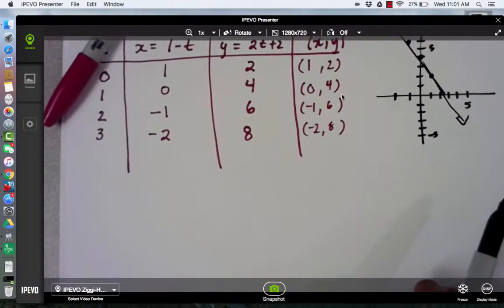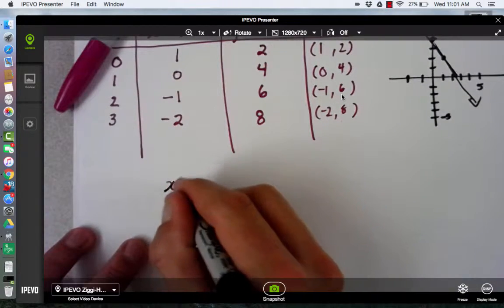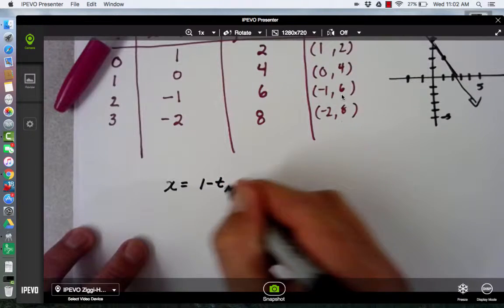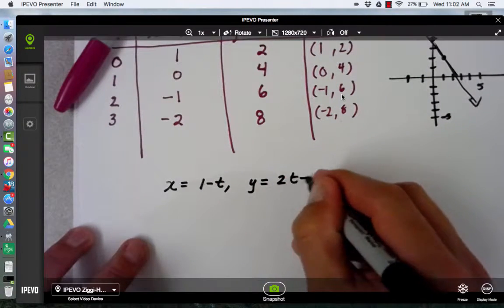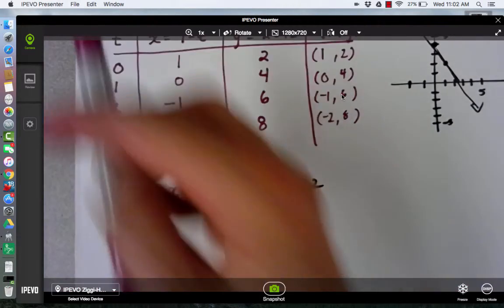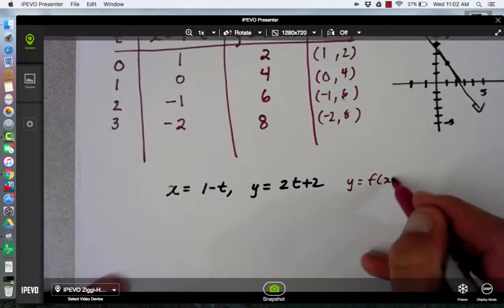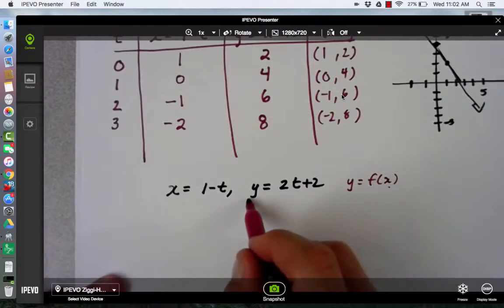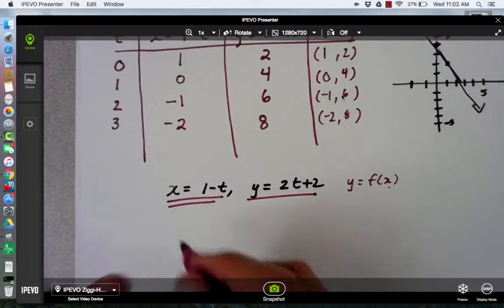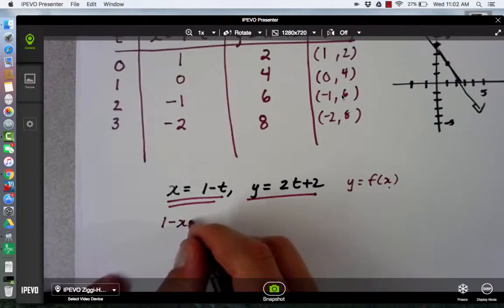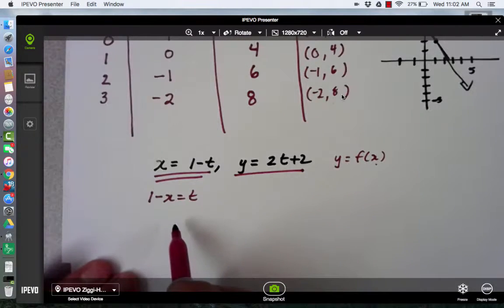Now the other way you do this is eliminate the parameter. Essentially you solve one of the equations for t and then plug it into the other. Here are our two equations. When you eliminate the parameter, you want an equation y equals some function of x, y in terms of x. So we're going to solve this one for t. You solve for t here and you get 1 minus x equals t. You could add t to both sides and then subtract x. So we have this value.